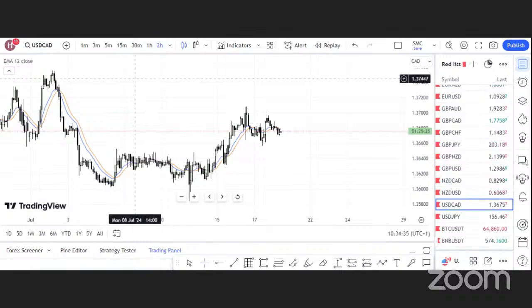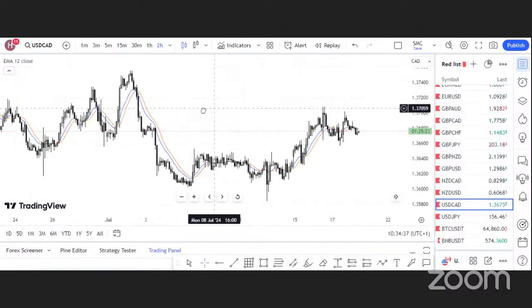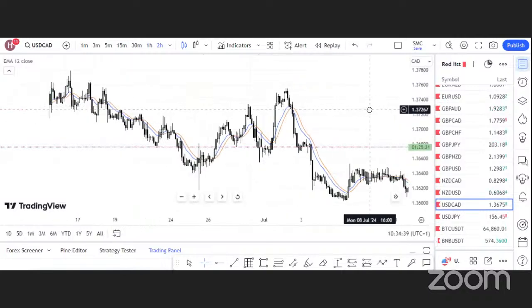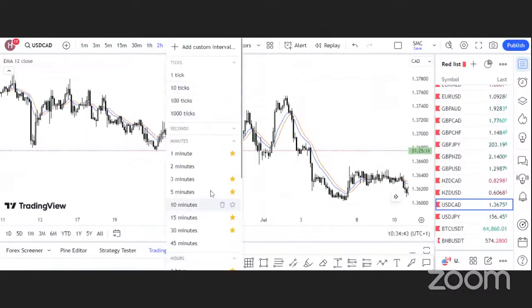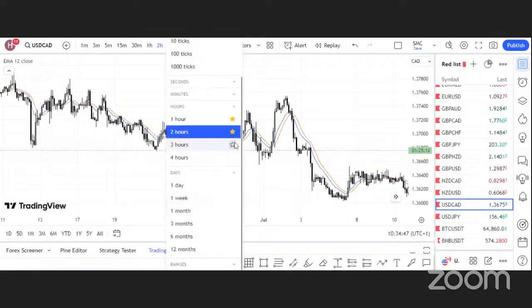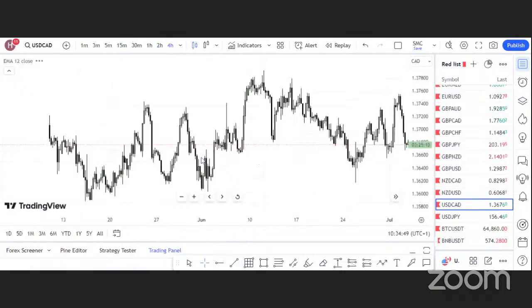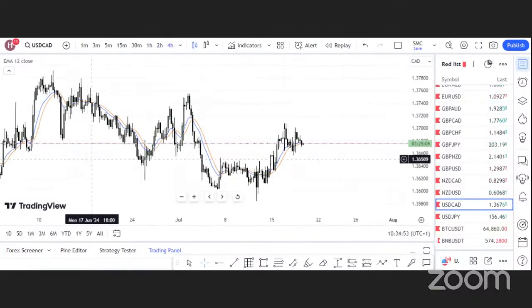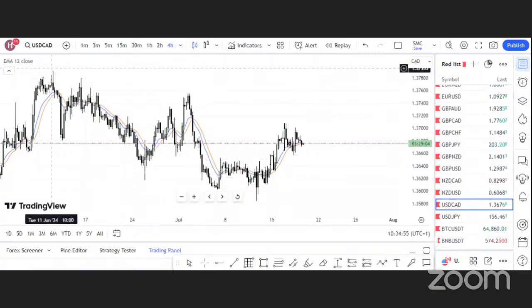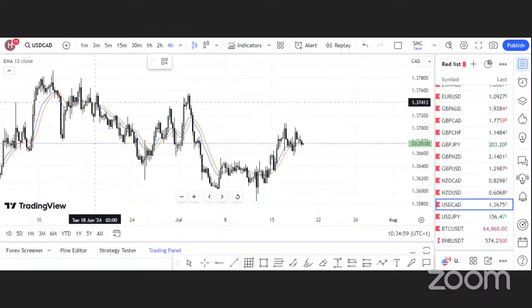This is the 2 hour time frame, and on the 2 hour time frame, yeah, the market has been bearish for a while. Let's go to the 4 hour time frame. On the 4 hour time frame, from this level to this level here, the market is bearish.